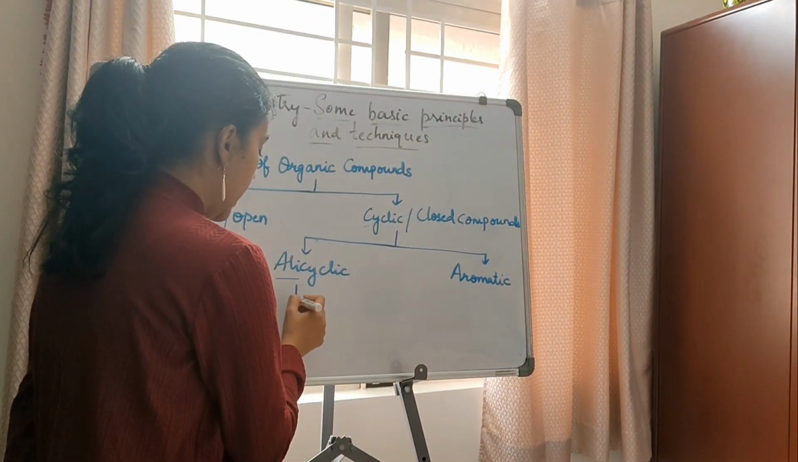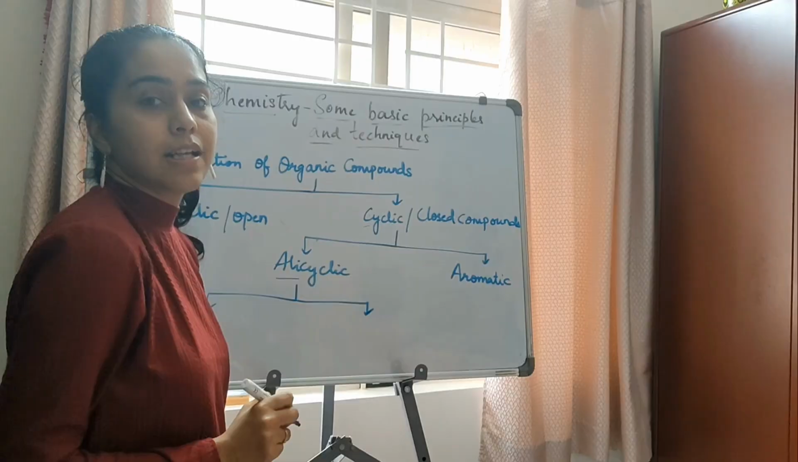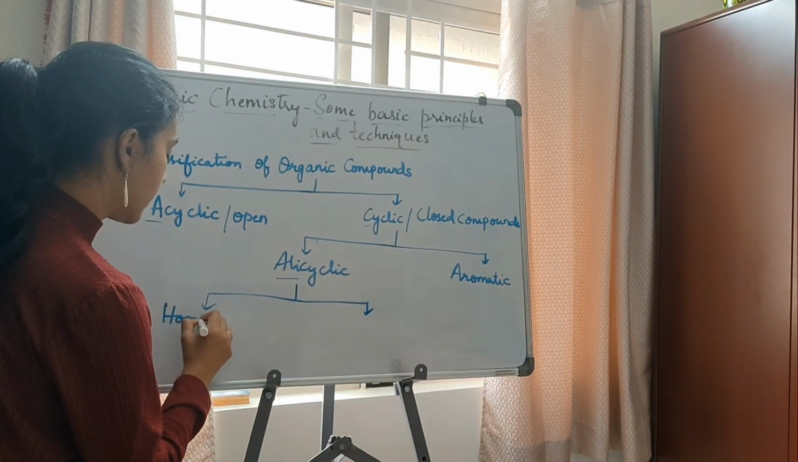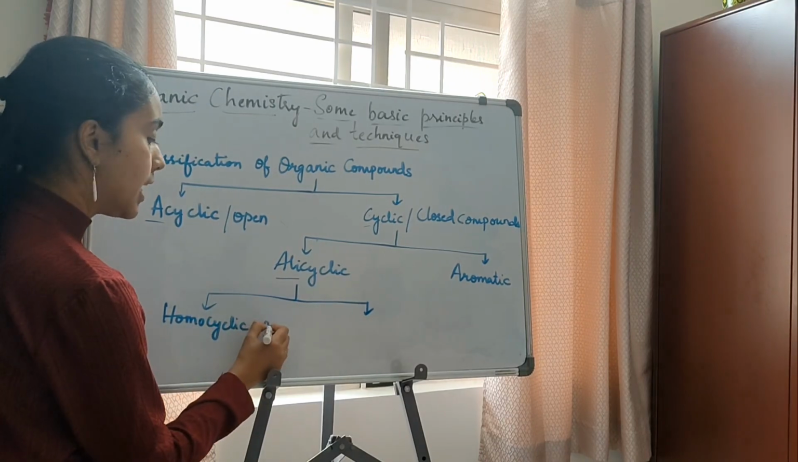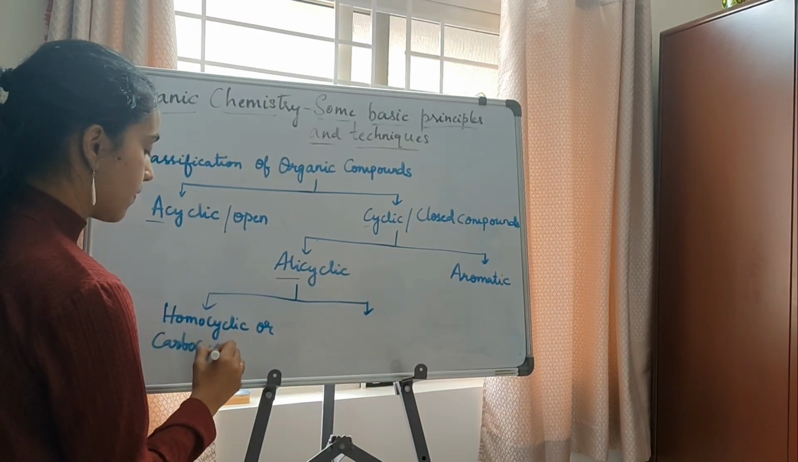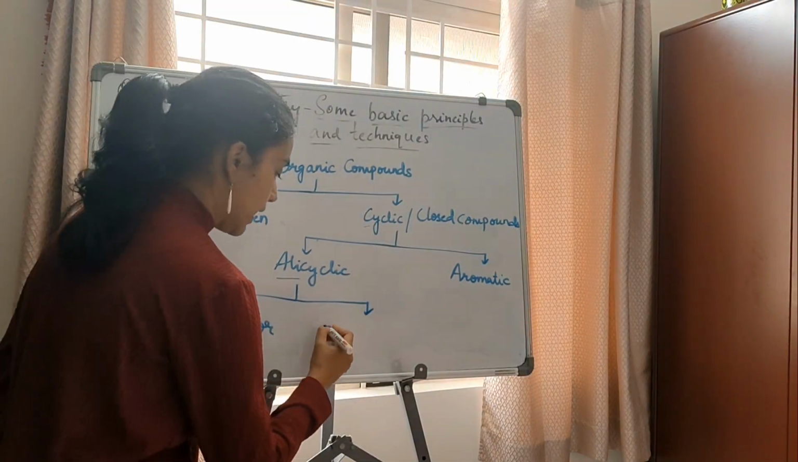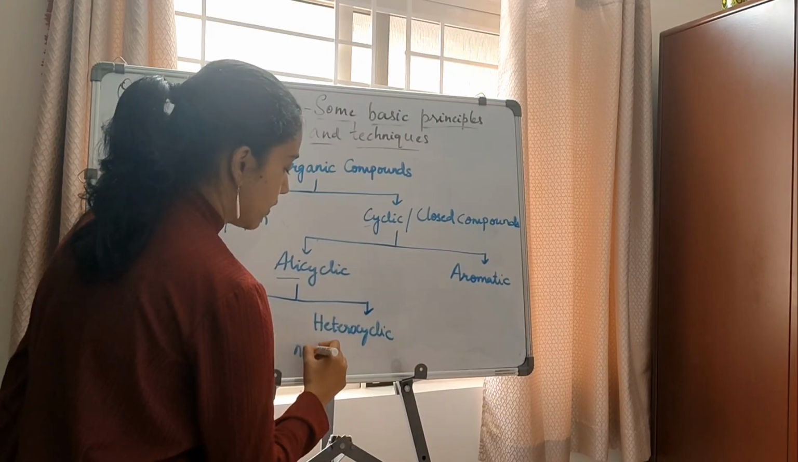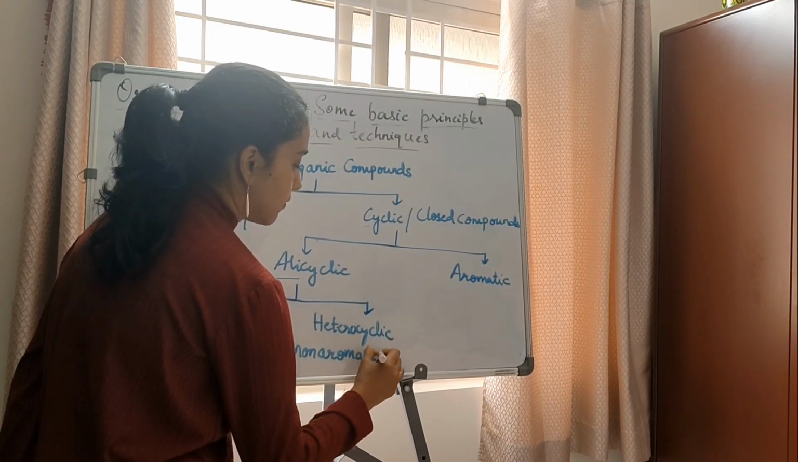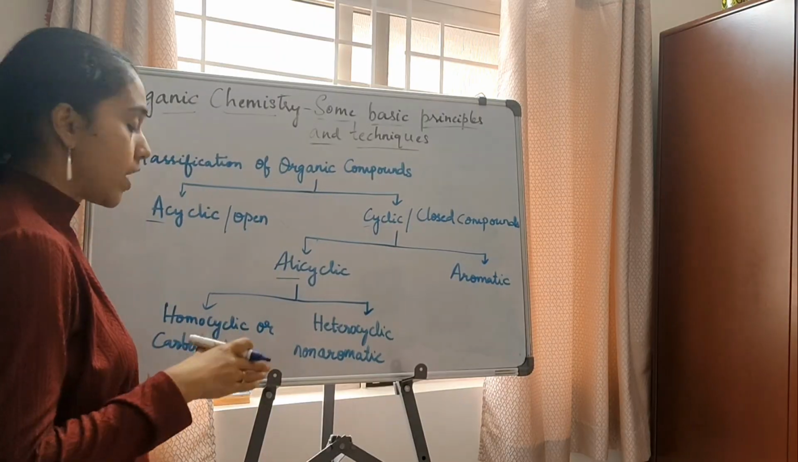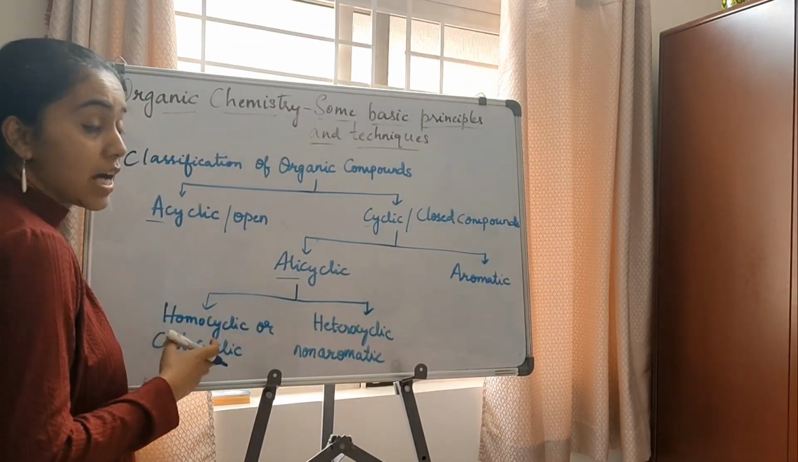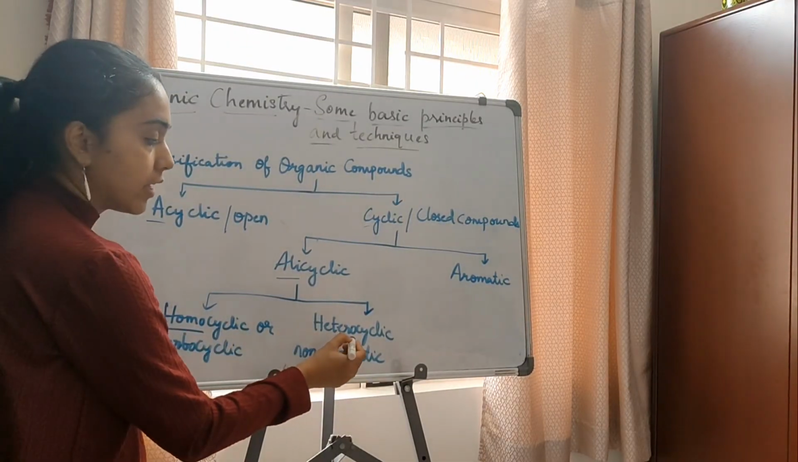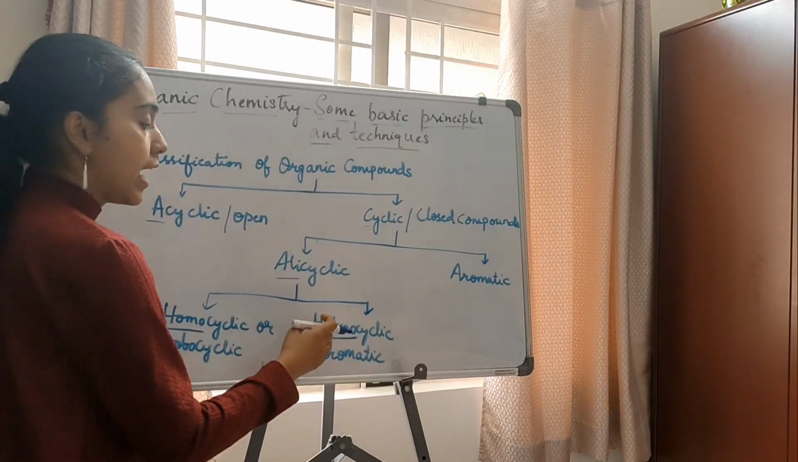Next, alicyclic compounds are further classified into two types. One is homocyclic, also called carbocyclic. The second type is heterocyclic, non-aromatic. So again, alicyclic are classified into two types: homocyclic or carbocyclic, and heterocyclic, non-aromatic. So you have homo and hetero. Homo is same, hetero is different.